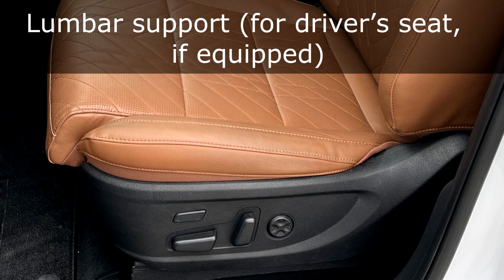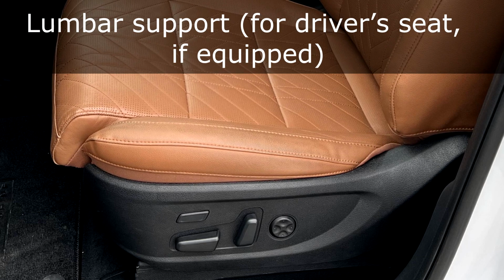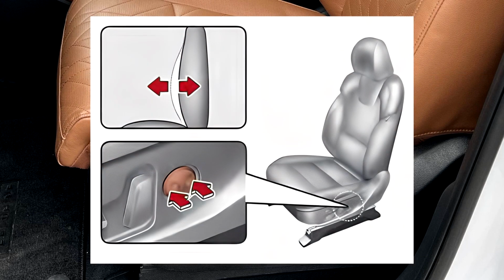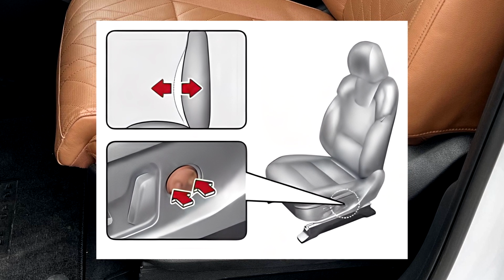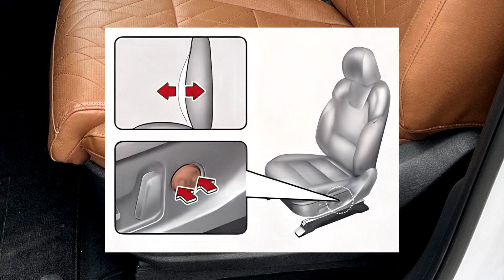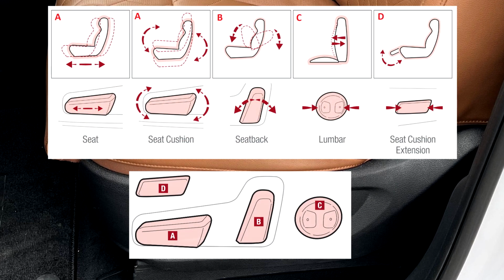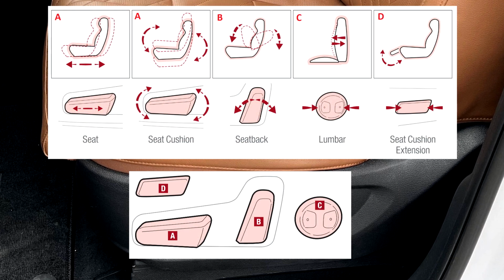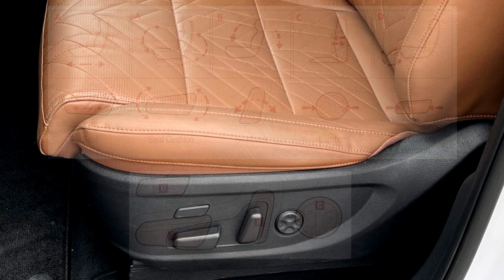Adjusting lumbar support for driver's seat, if equipped. The lumbar support can be adjusted by pressing the lumbar support switch on the side of the seat. Press the front part of the switch to increase support, or the rear part to reduce support. Release the switch once the adjustment is set to your preference.